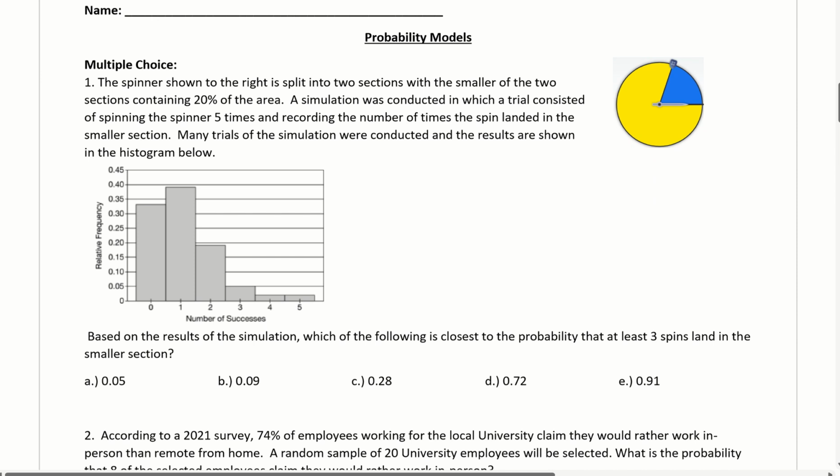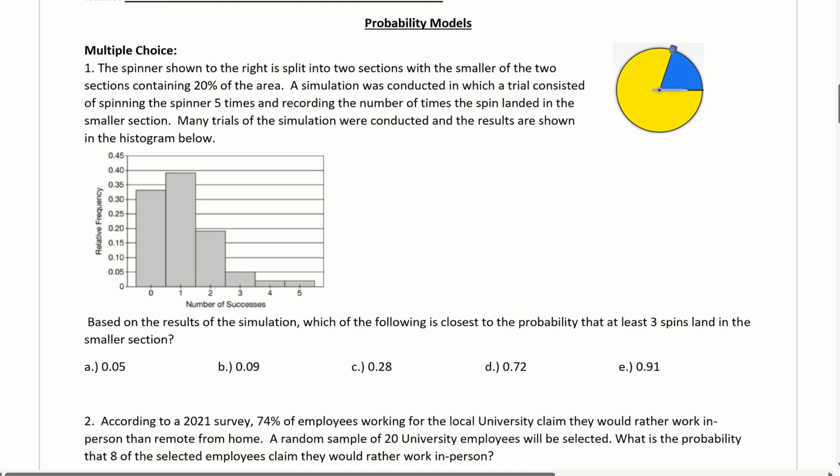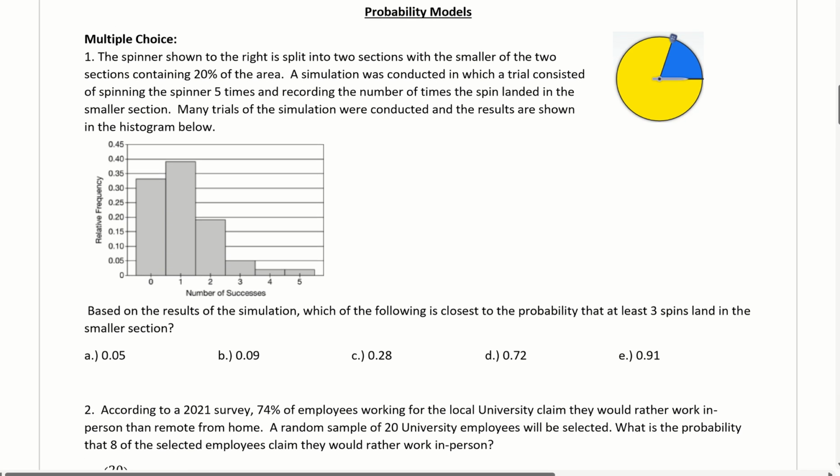So the test is supposed to be on 6.3, which is on binomial and geometric distributions. This has a little bit of normal distributions as well. So it has a few normal distribution questions, which is fine because we do tie in normal approximations to binomial anyways. And it has a little bit of 6.1 in as well in the first question.